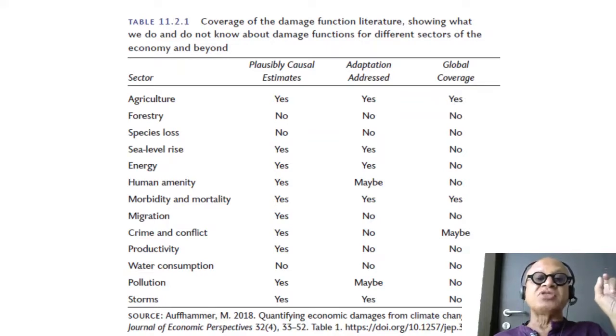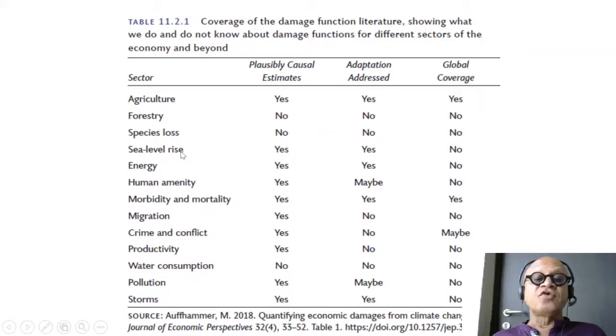Was it done for a particular place like the Midwest where a lot of corn is grown, or wheat, or whatever, or did it also include countries in the global south, for example? That's important for how the damage function is estimated. So agriculture, there are studies that did all that: global causal estimates, adaptation stressed, global coverage. Forestry, not at all. Species loss, not at all.